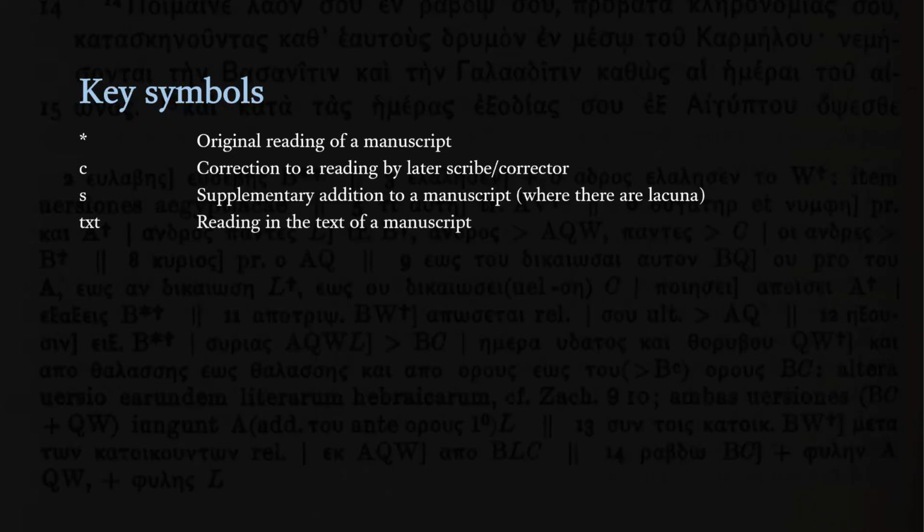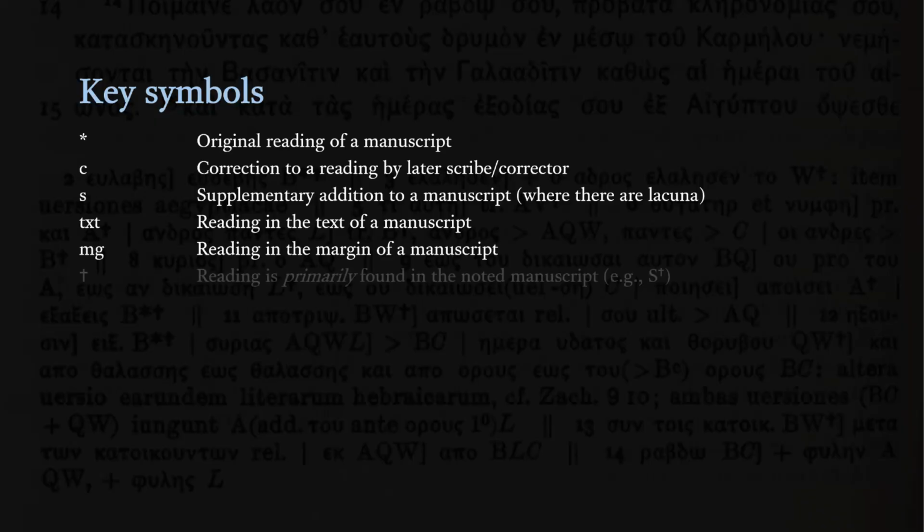Next, we have TXT, and that is typically just an abbreviation for what the editors here, Rahlfs-Hanhart, believe to be the standard text, like the original Greek text of a manuscript, or the original text in a given manuscript. You're not going to see that one super often, but they sometimes will use that to clarify some things. Next, you might see MG, which references a reading in the margin of a manuscript as opposed to in the text of the manuscript itself. And so you might see it in the left margin, the right margin, the top, the bottom, something like that.